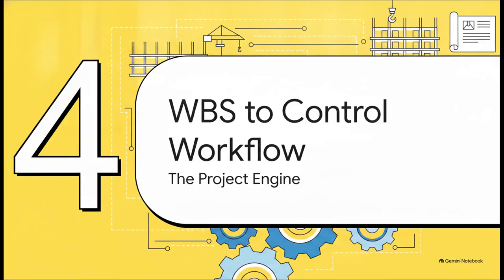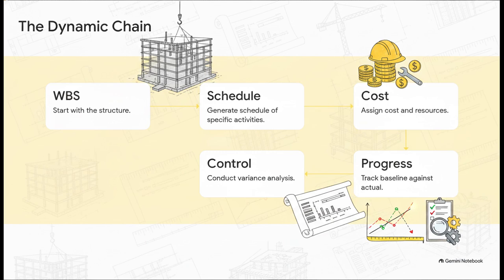All right, Section 4. We've built the WBS, we know the golden rule. Now, how does this actually work as the engine for project control? Well, the WBS isn't just a static list that sits in a drawer. It's step 1 in a very dynamic chain. From the WBS, we generate our schedule of specific activities. To those activities, we assign our cost and our resources. Once the project actually kicks off, we track progress by constantly comparing our baseline plan against actual field data. And finally, that leads to control, where we conduct variance analysis to keep the whole thing on track. The WBS is the anchor for this entire chain.